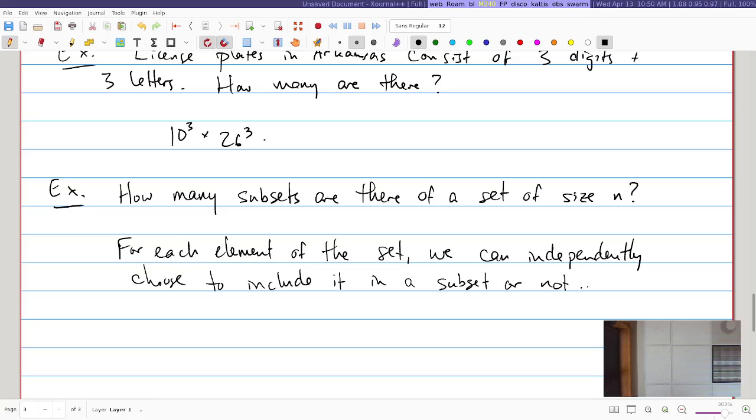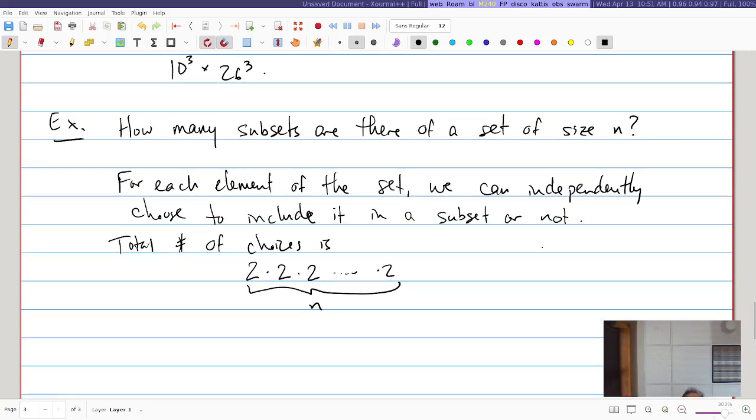Okay, so that's 2 choices, and we have n of those choices, right? So the total number of choices is, well, I have 2 choices for that first element, times 2 choices for the second element, times 2 choices for the third element, dot, dot, dot, times 2, and I have n of these, which is 2^n.